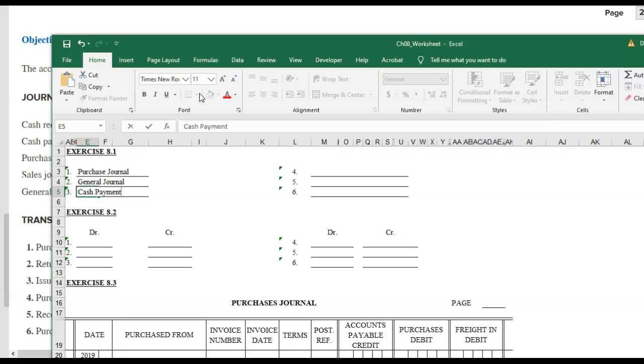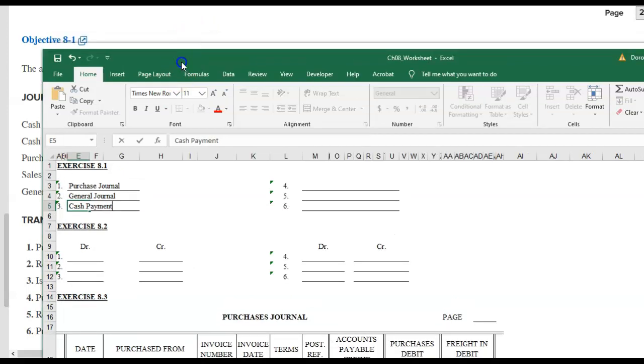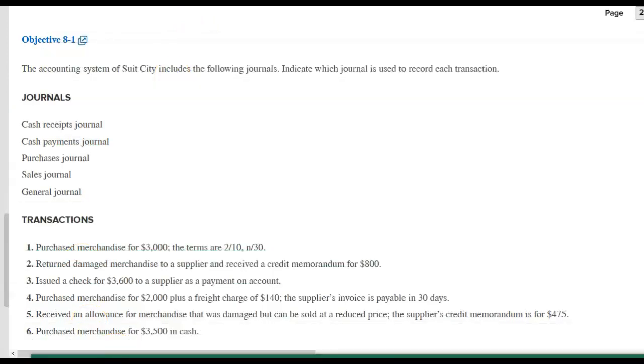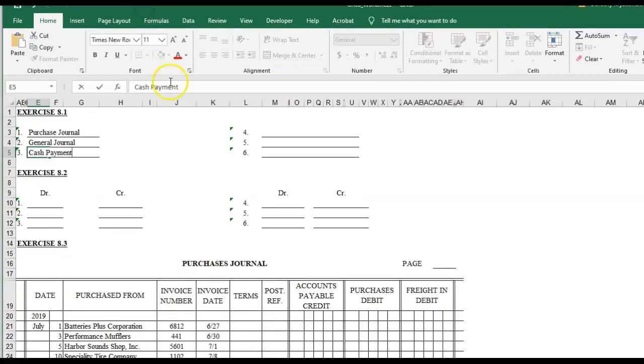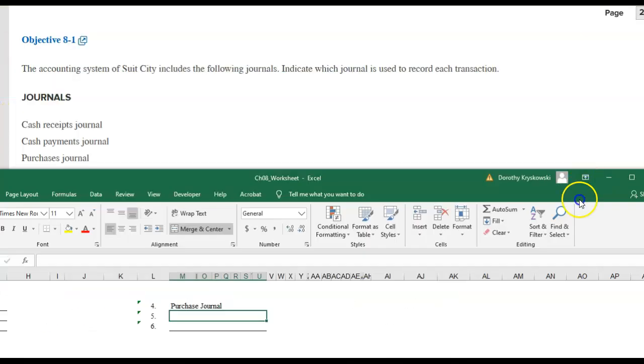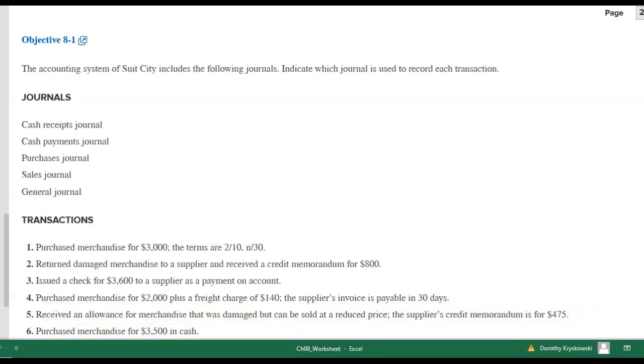Cash payment. Number 4. Purchase merchandise for $2,000 plus a freight charge of $140. The supplier's invoice is payable in 30 days. Again, we're purchasing. It's a purchase journal. Number 5. Received an allowance for merchandise that was damaged but can be sold at a reduced price. The supplier's credit memo is for $475.